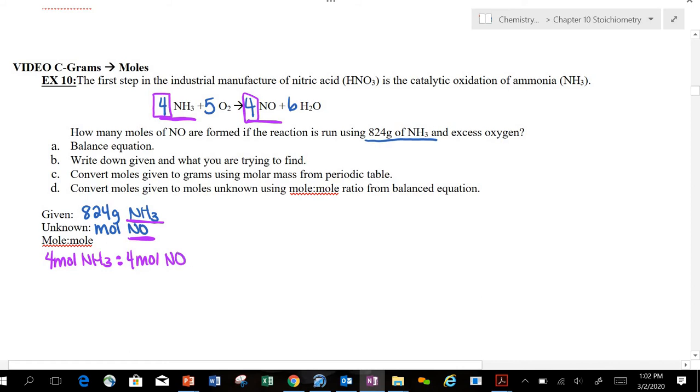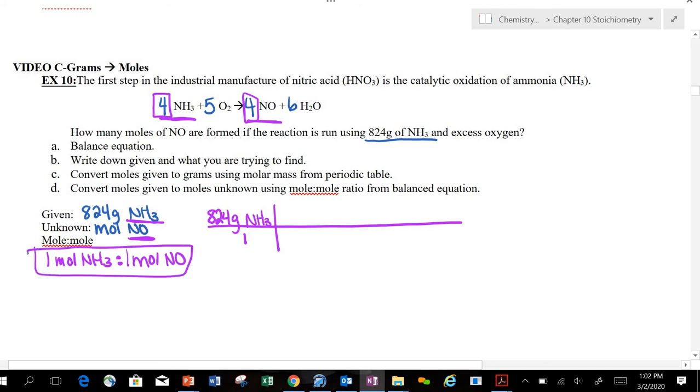If we look, they're both 4 and 4, so we can erase those and change those to 1 to 1. Since they're both 4s, we can simplify it. You do not have to, it just makes calculating it easier. So now we're going to start with our dimensional analysis. And we always start with our given, so 824 grams of NH3, put that over 1. We want to use this mole to mole ratio because we're trying to compare two different substances, ammonia to NO.